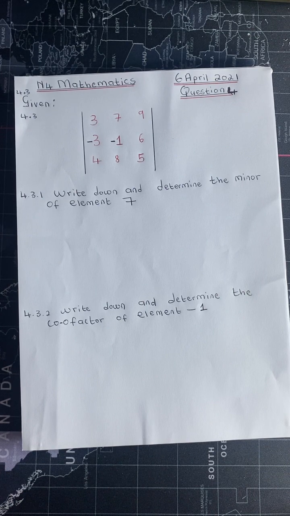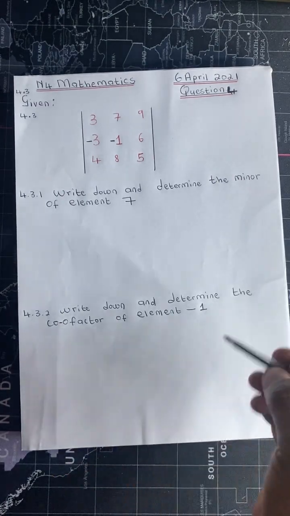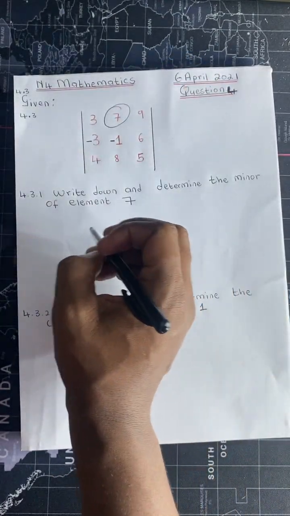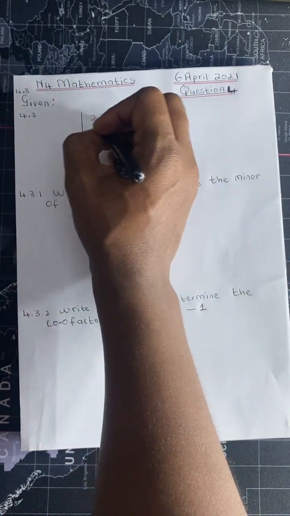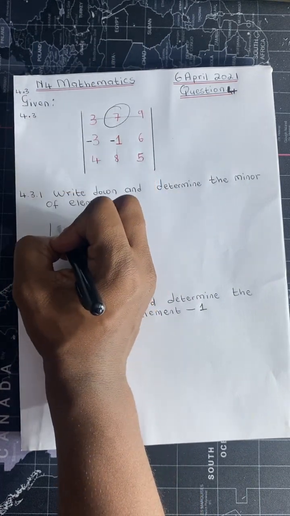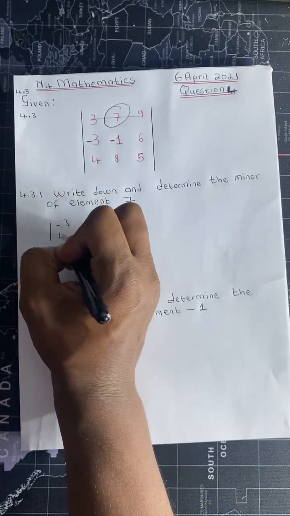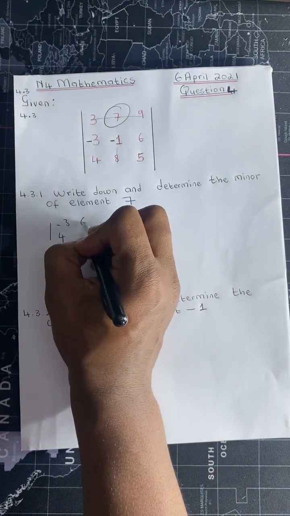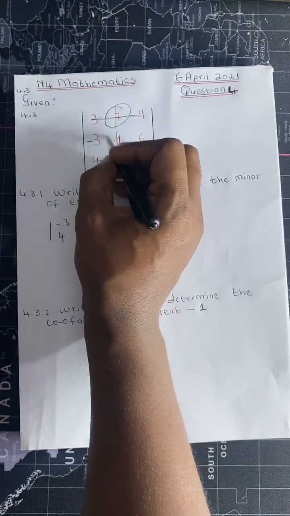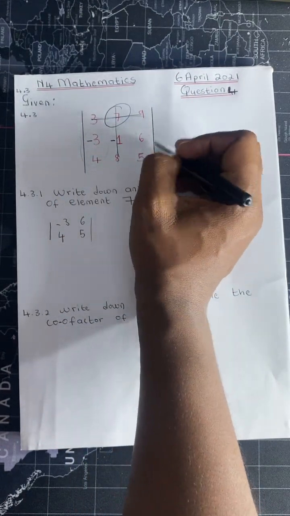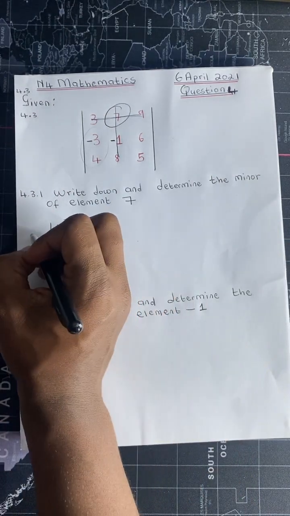Question 4.3, we are given that matrix, and in question 4.3.1, we are required to write down and determine the minor of element 7. So there is only one element, which is 7, that one. And when we determine the minor, after we cross that, we remain with negative 3, 4, 6, and 5. So the minor is without.